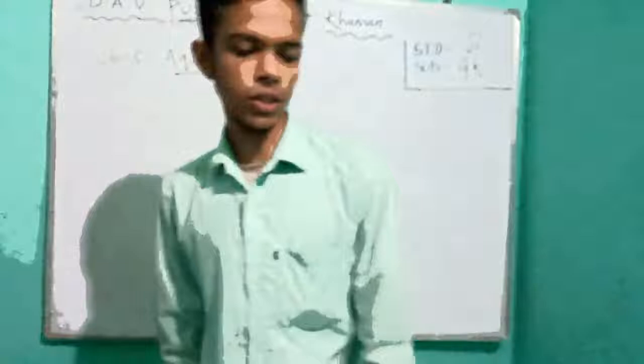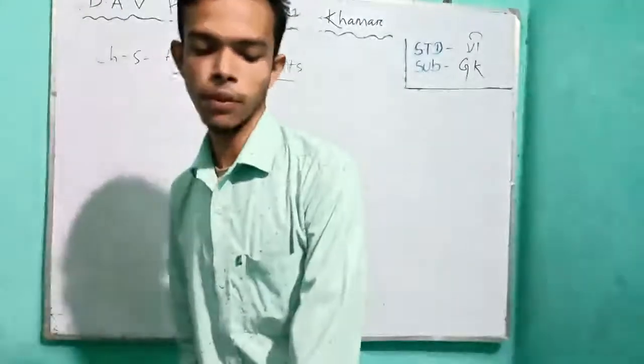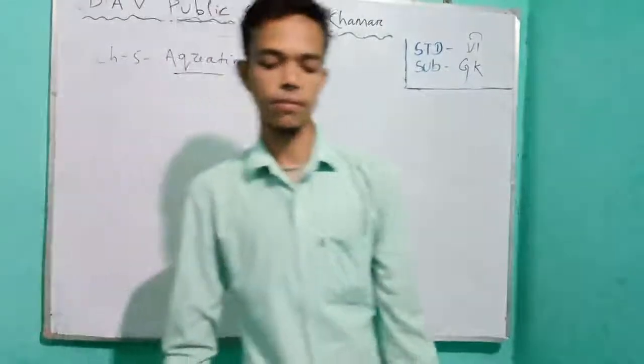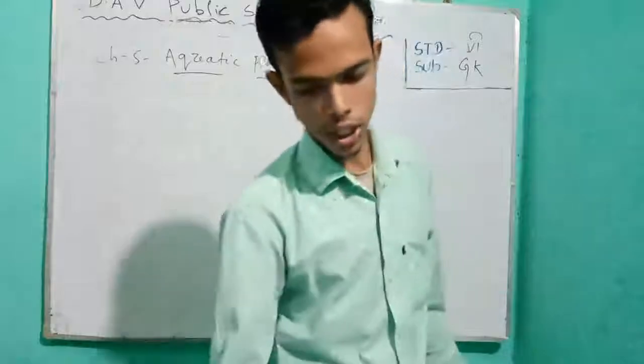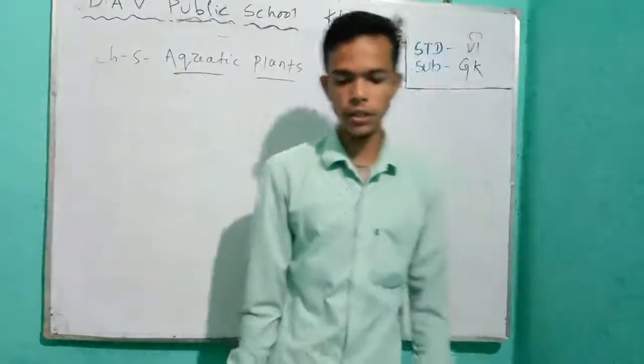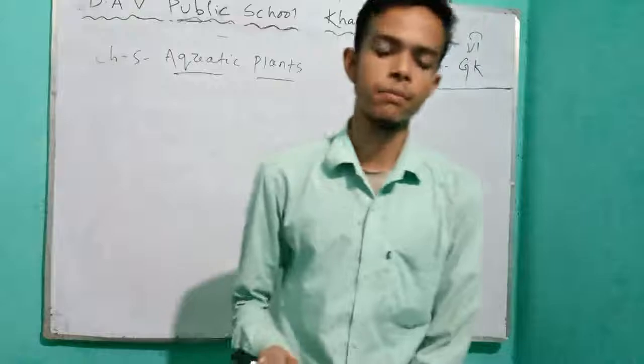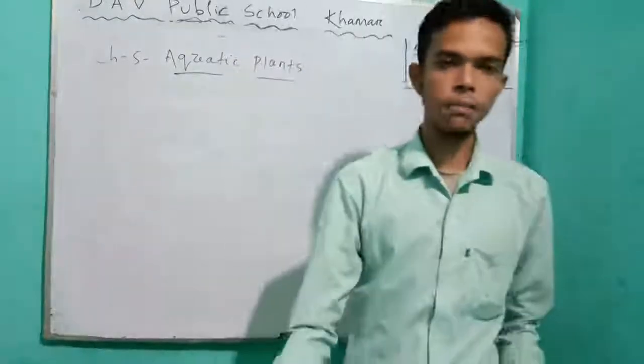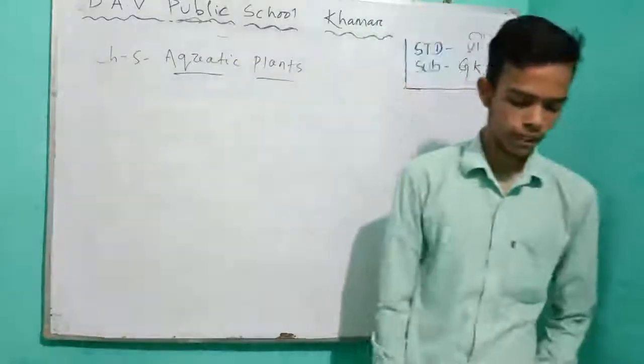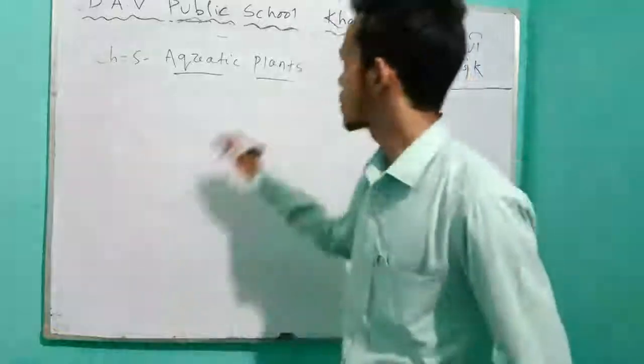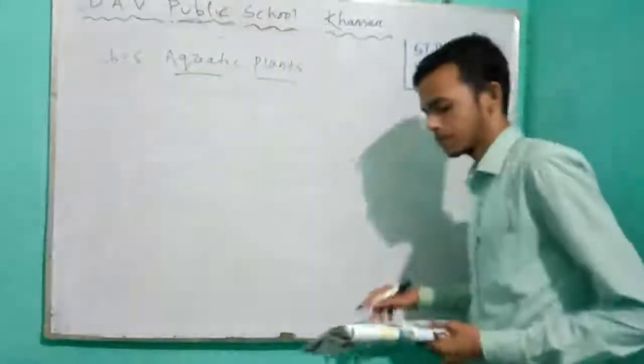So we have already discussed chapters 1, 2, 3, and 4 in GK. Yes or no? Four chapters of your GK are already completed. So in this class we will discuss chapter 5, Aquatic plants, a very important and difficult chapter. Okay, what are aquatic plants?